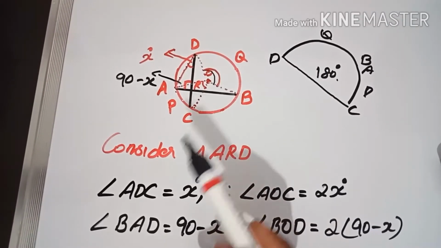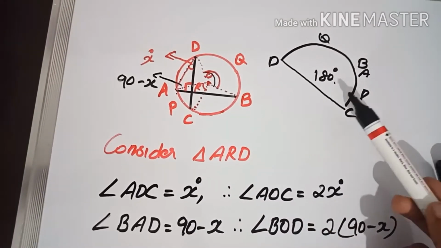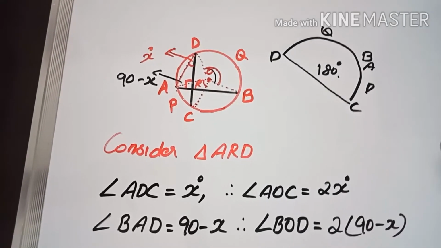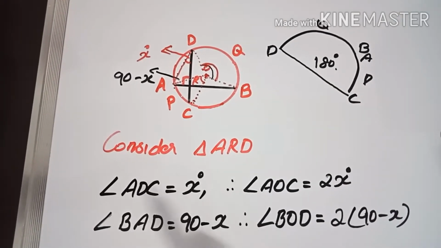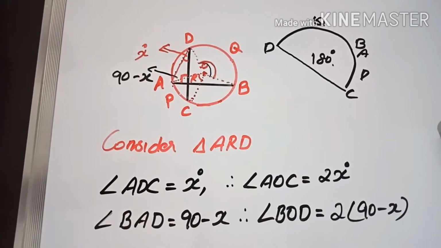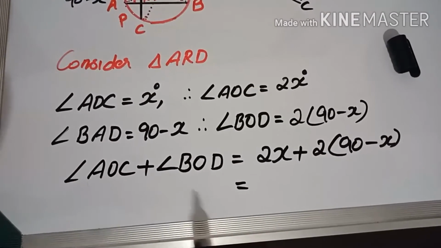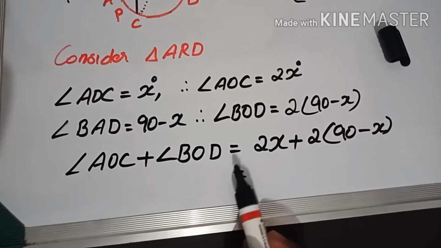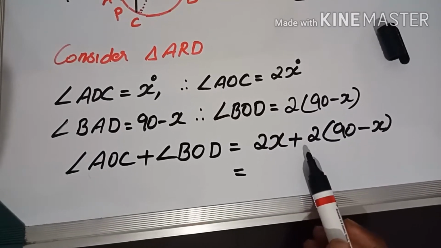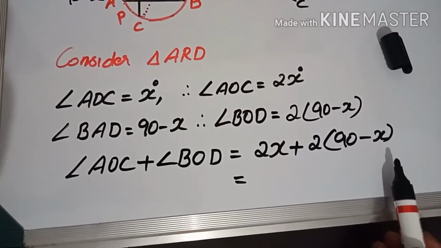Now we need to add these two and check whether the answer is 180 degrees. Then we can say that they form a semicircle. So let's add them. Angle AOC plus angle BOD equals 2x plus 2 into 90 minus x.